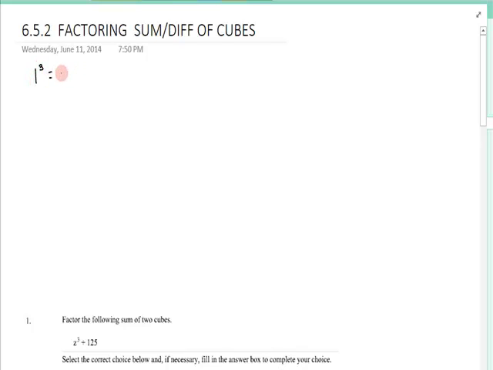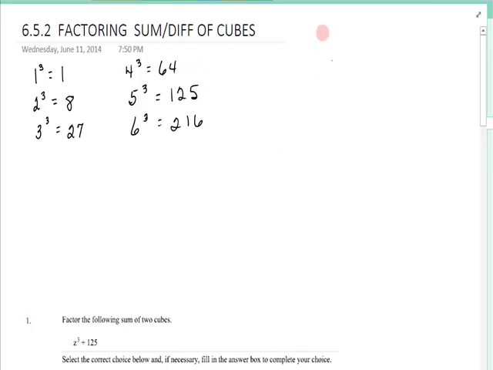1 cubed, 1 times 1 times 1 is 1. 2 cubed, 2 times 2 is 4 times 2 is 8. 3 cubed is 27. 4 cubed is 64. 5 cubed is 125. 6 cubed is 216. Now, I'm not going to build this tremendously large list, but it is good to begin to recognize, and of course any variable to the third power would be considered a cube.